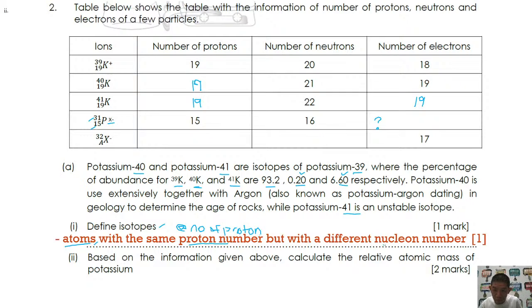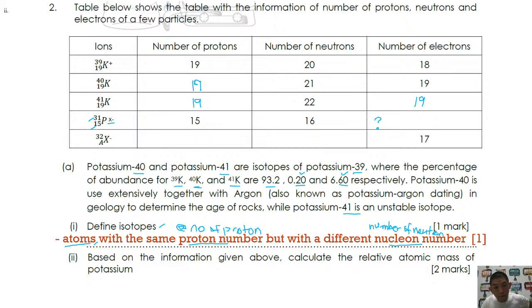Okay, but with different nucleon number. Nucleon number, you can also say number of neutron. Okay, so either way, they are the same. So this is how you are going to indicate in here. Based on the information, this is how you define isotopes.